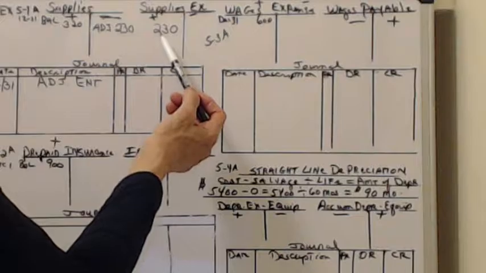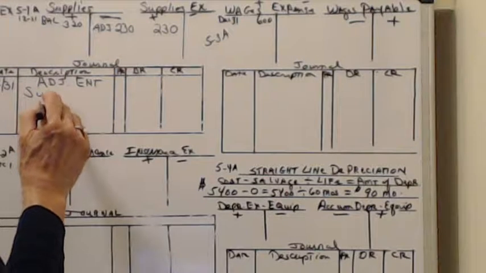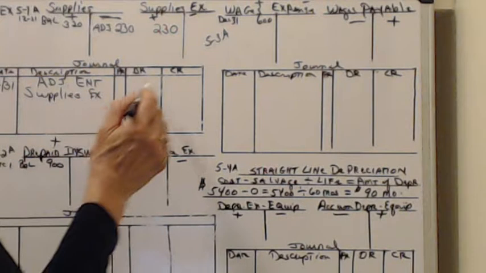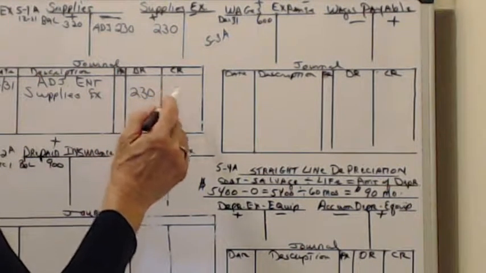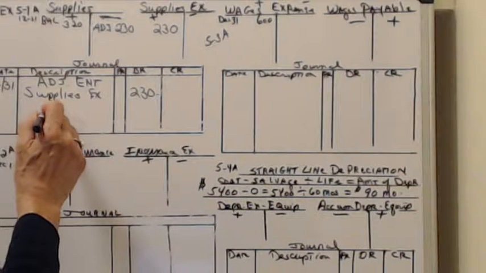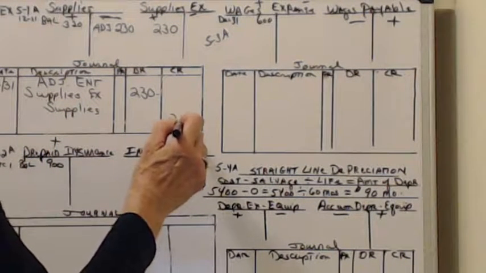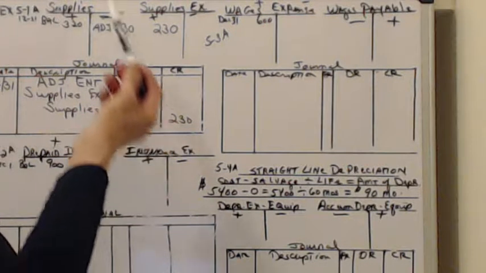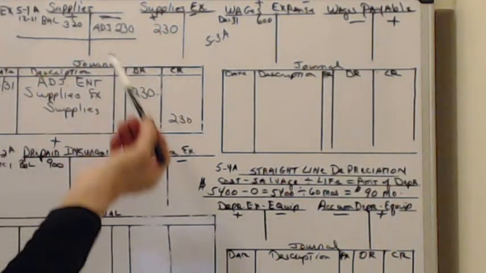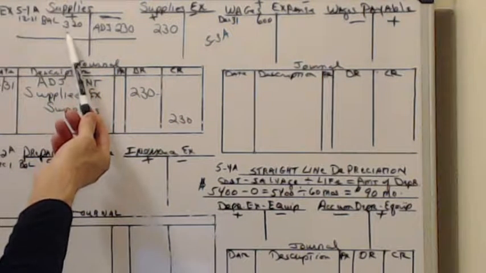So I debited $230. My debit was to supplies expense. So I'm going to write the debit name, supplies expense, in the debit column, $230, and I credited my supplies account for $230. My credit is going to be supplies, $230. Now I'm going to go back to my T account or to the ledger after it was posted, and it's going to show the new balance. So I'm going to subtract 230 from 320.